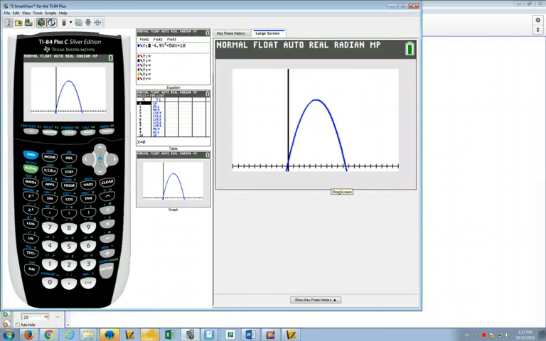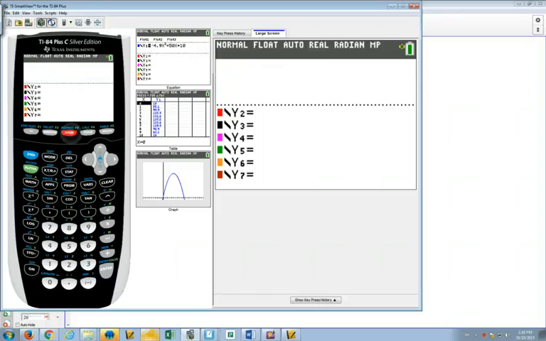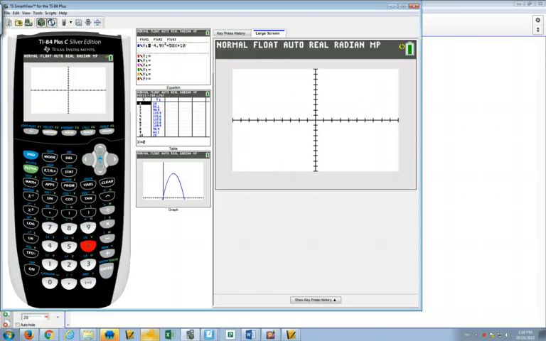So we all typed in this equation, negative 4.9x squared plus 50x plus 10 from the previous example. When we went to graph it, it didn't all show up on our window. If you're in a standard window, it probably started off like this, where it's just one blue line and you can't see the whole parabola. Since we know this is a parabola, we're going to need to change the window.